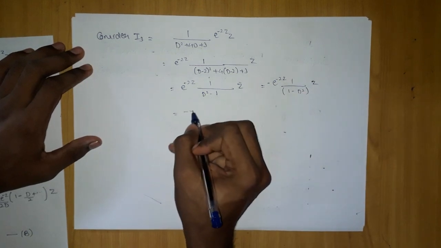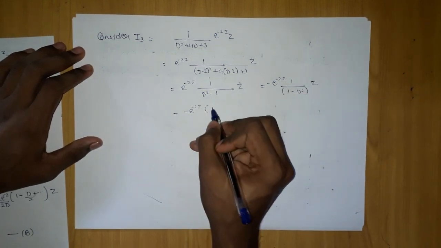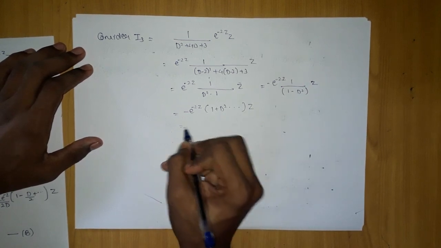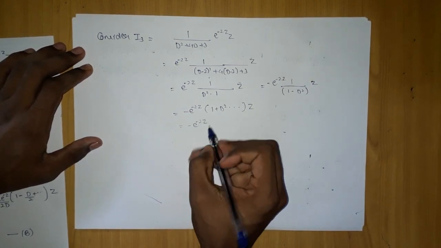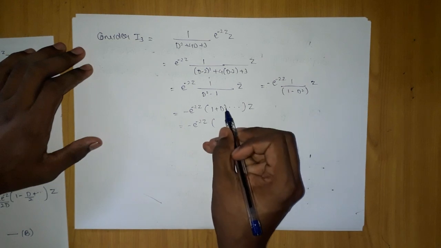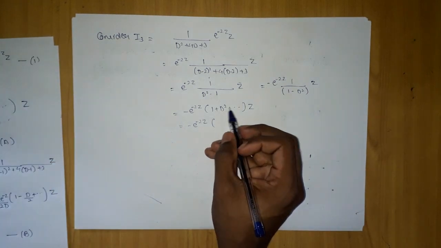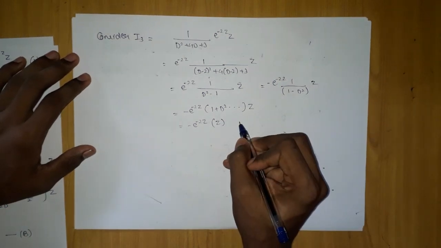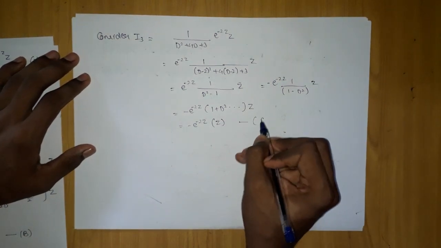Apply the Maclaurin series, e to the power minus 2z, here it will be 1 plus d square, and after this we cannot take only, so e to the power minus 2z, we will not consider this also because the power should be only 1, so it will be z. So we are getting this as our final answer, so I will call it C.